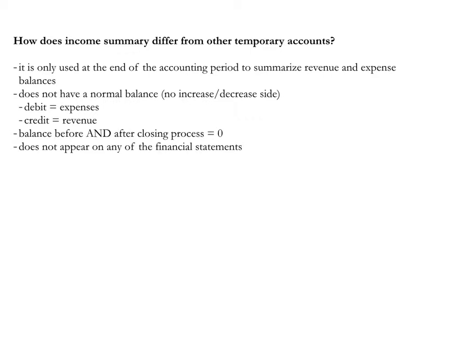Second, the income summary account does not have a normal balance side, so there's no side where we would expect to see an increase or decrease. Remember, it's a summary. The debit column is for expenses, the credit column is for revenue. Finally, the balance before and after the closing process is 0. So when we reach step 8, the balance in the income summary account is 0. When we're done with step 8, the balance is going to be 0. So again, it's a very temporary account. And finally, it does not appear on any of the financial statements.